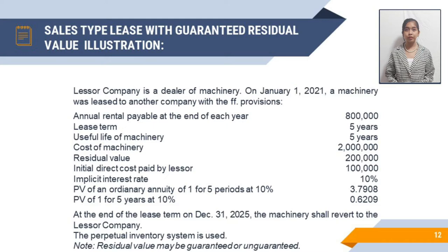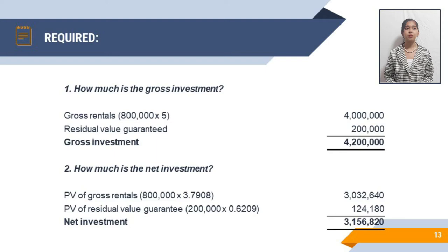Revert means babalik kay lessor. The perpetual inventory system is used. So let's solve the following requirements. To get the amount of gross investment, let's just add the residual value guaranteed amounting to 200,000 to the gross rentals amounting to 4 million. So, yung 4 million, nakuha siya sa 800,000 times the 5 years lease term. Therefore, the gross investment is amounting to 4,200,000.